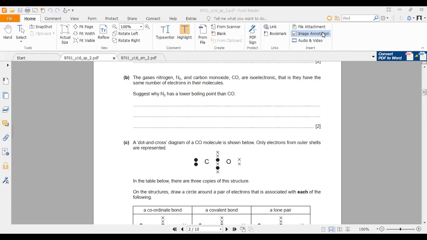In nitrogen molecule we have only van der Waals force of attraction, whereas in carbon monoxide we have permanent dipole interaction. And you know that permanent dipole interaction is greater than van der Waals force of attraction, which is why a high energy will be needed to break down this bond, and hence the boiling point will be higher.